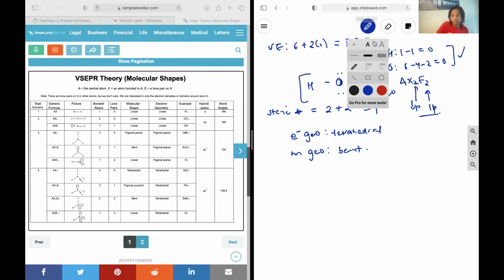And so now what that means is that we can just go and check what hybridization it is for steric number 4, and that's going to be sp3.